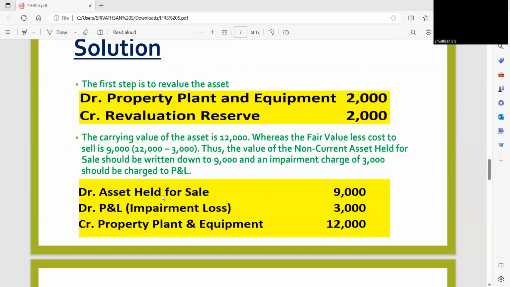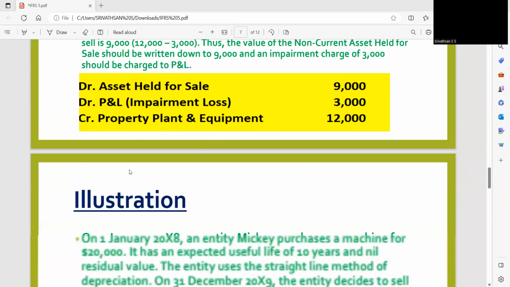So the journal entry will be debit asset held for sale, because in your current asset section a new asset is coming, so that should be debited. Increase in assets should be debited. The golden rule for nominal accounts says debit all expenses and losses, credit all incomes and gains. Since it is a loss, the P&L account should be debited $3,000, and credit property, plant and equipment. This property, plant and equipment is removed from the non-current asset section of your balance sheet. So any reduction in assets should be credited, so $12,000 should be credited here.